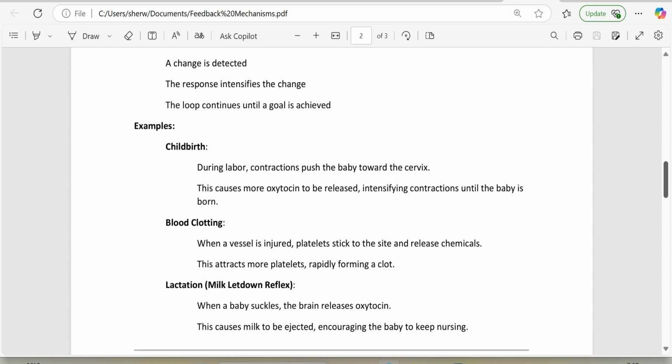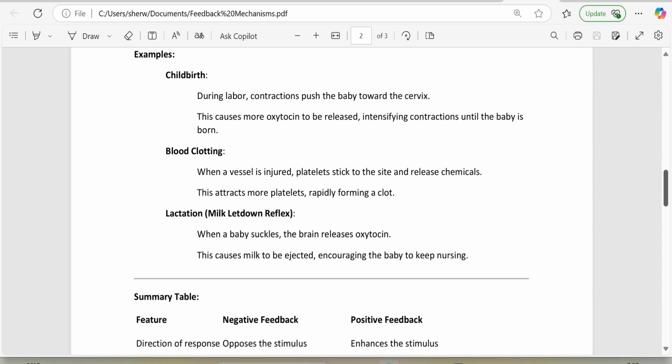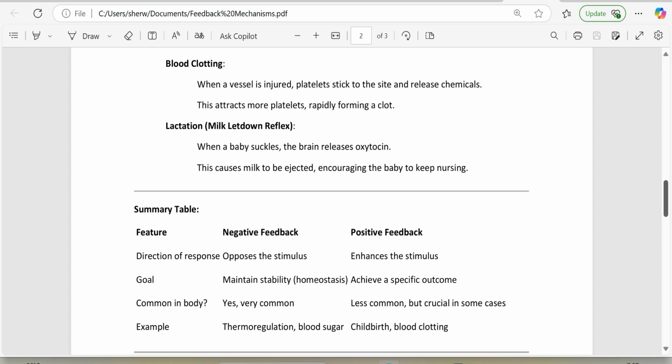Examples: childbirth. During labor, contractions push the baby toward the cervix. This causes more oxytocin to be released, intensifying contractions until the baby is born. Blood clotting. When a vessel is injured, platelets stick to the site and release chemicals. This attracts more platelets, rapidly forming a clot. Lactation, the milk letdown reflex. When a baby suckles, the brain releases oxytocin. This causes milk to be ejected, encouraging the baby to keep nursing.